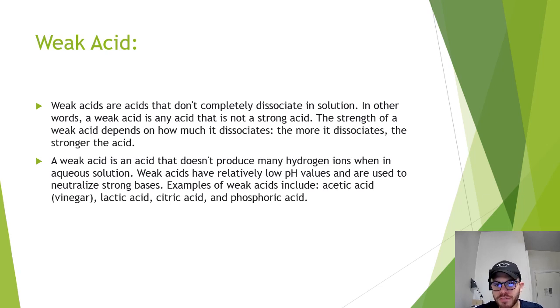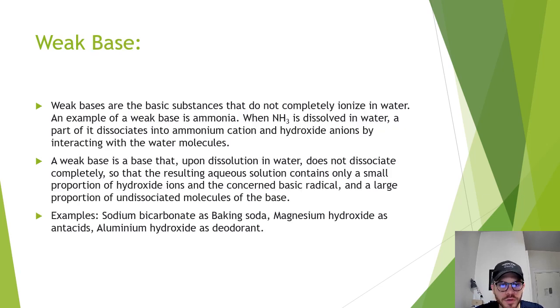Weak acids have relatively low pH values and are used to neutralize strong bases. Some examples of weak acids include acetic acid, which is vinegar, lactic acid, citric acid, and phosphoric acid. A weak base is a basic substance that does not completely ionize in water. An example of a weak base is ammonia.